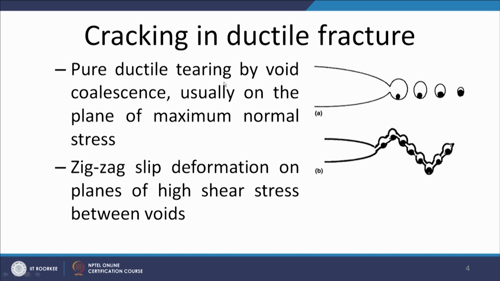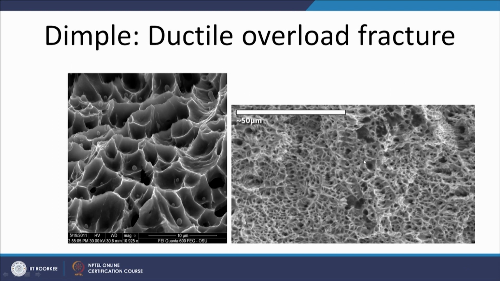So, pure ductile tearing by void coalescence usually occurs on the plane of the maximum normal stress, and zigzag slip plane deformation on the plane of high stress occurs between the voids. So, if the voids are formed at different planes, then in between them slip deformation will occur in the plane of the high shear stresses. So, that is the second case.